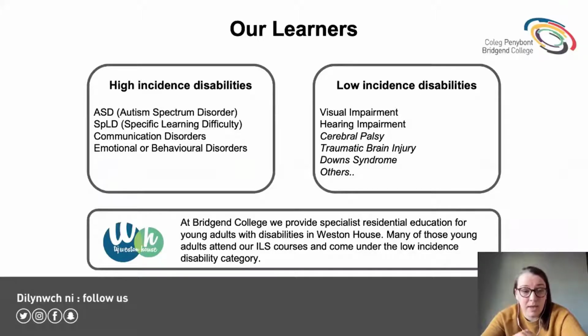and at Bridgend College, I'm not sure if any of you know, but we have Western House, which is a specialist residential home. A lot of our Western House residents also are at Bridgend College, so they do independent living skills mainly. So we do have learners with cerebral palsy, traumatic brain injuries and Down syndrome. Where we're a little bit different from general FEs is that we do cater for learners with more low incidence disabilities.